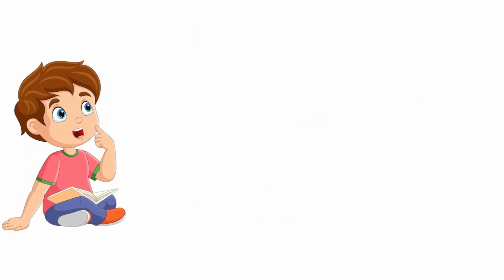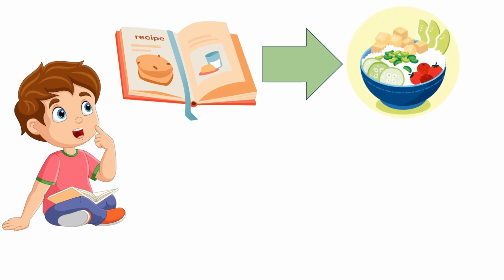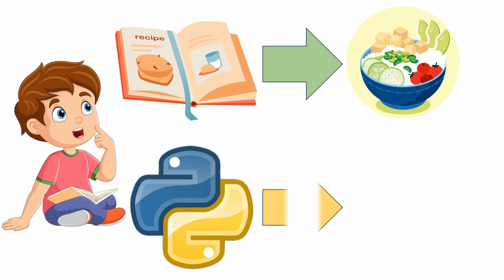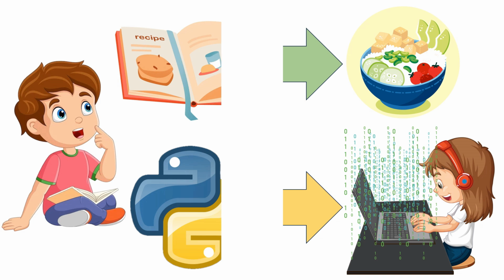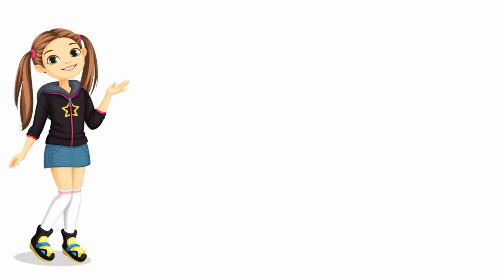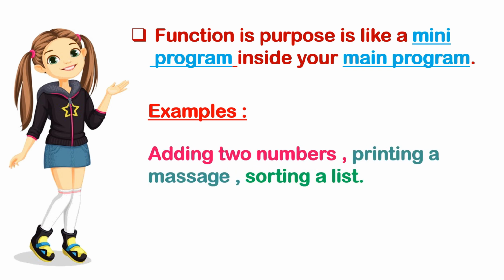Think of a function in Python like a recipe in a cookbook. Just as a recipe tells you how to cook a particular dish, a function tells Python how to perform a specific task. A function's purpose is like a mini program inside your main program. It is designed to do one job, like adding two numbers, printing a message, or sorting a list.